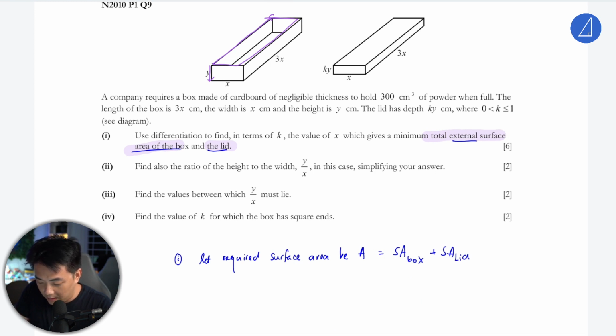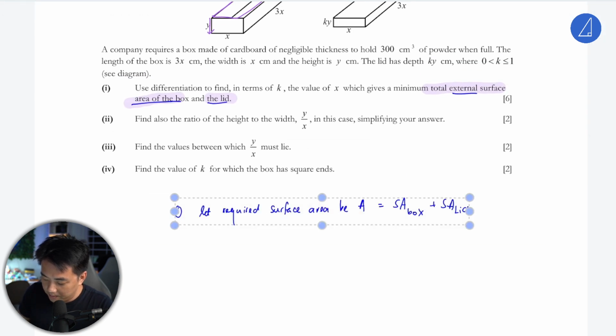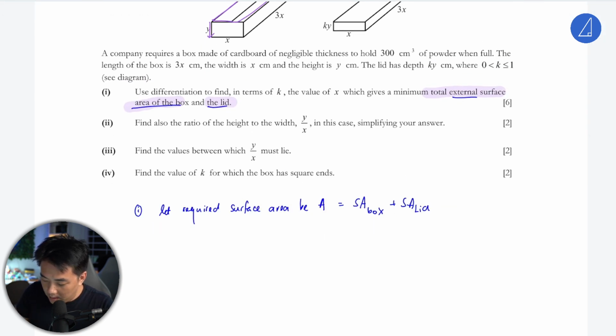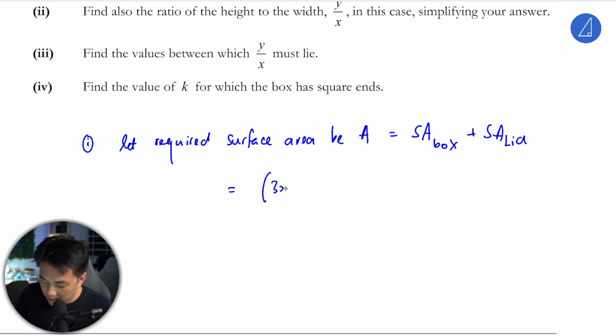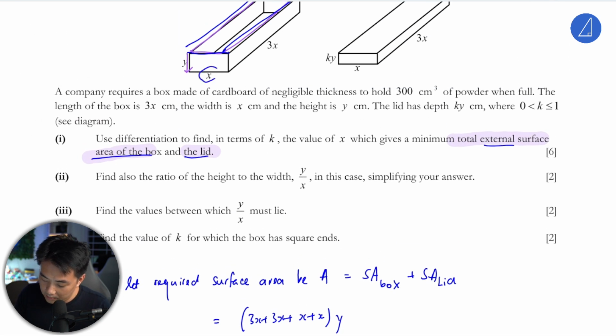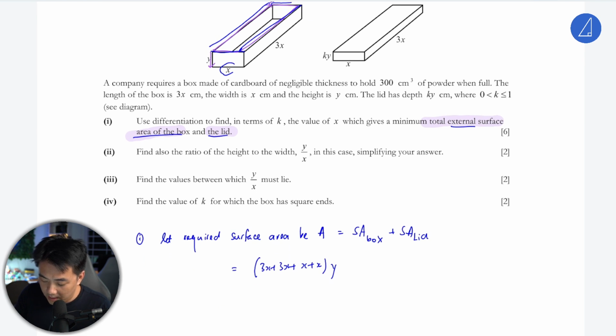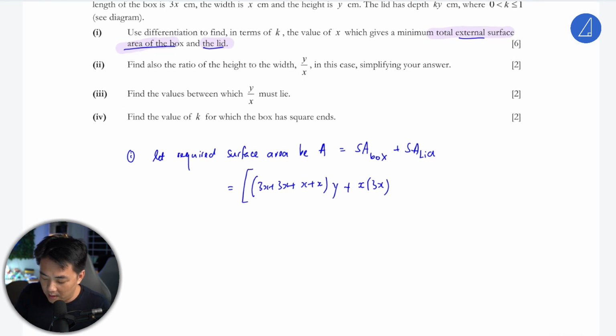So in this case, what I'll get is essentially the external surface area of the box would be 3x plus 3x plus x plus x, multiplied by y. Then after which the base area would be just x multiplied by 3x. So the base area here is x multiplied by 3x. Great. So this is for the external surface area of the box.